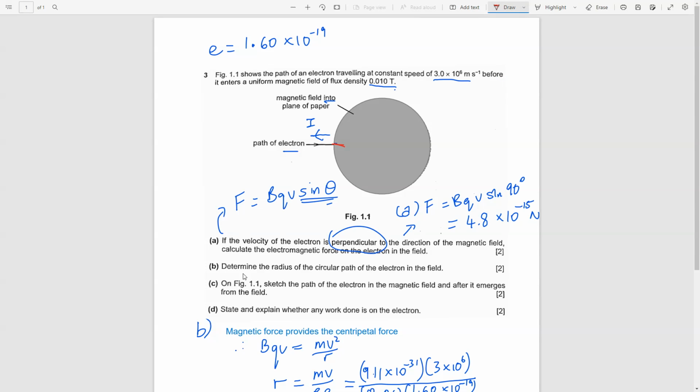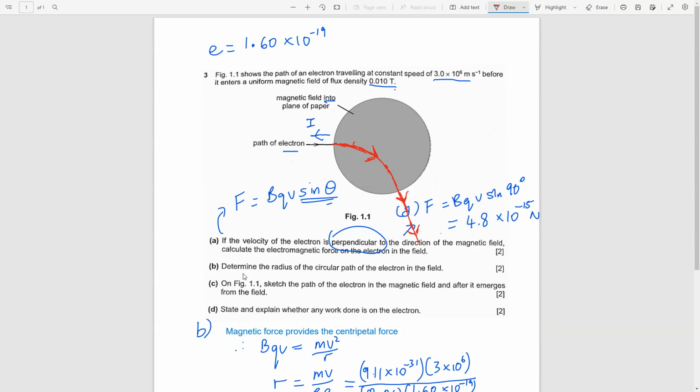I'll change to a different color so that it's not so confusing. Here, you should be drawing a circular path. Try to draw it in one line. It's a bit hard for me here, so let me erase. We try and draw a circular path, and the moment you exit, what they want to see is a straight line, to show that there's no more force. So inside is a curve, but outside is a straight line. This is your part C answer.